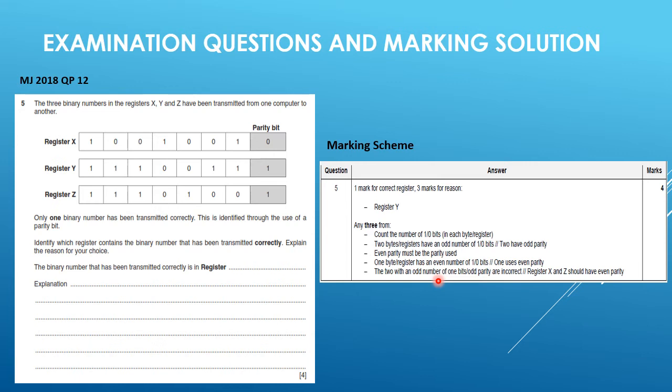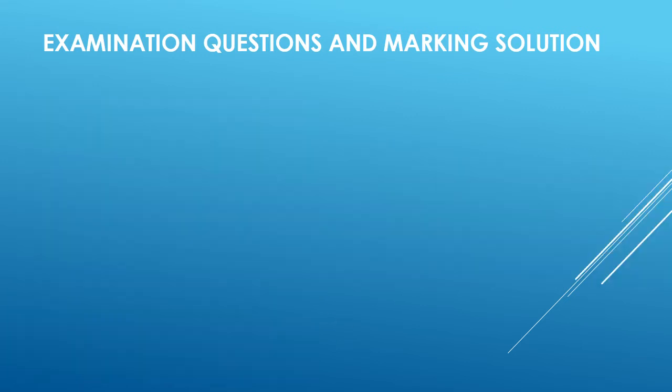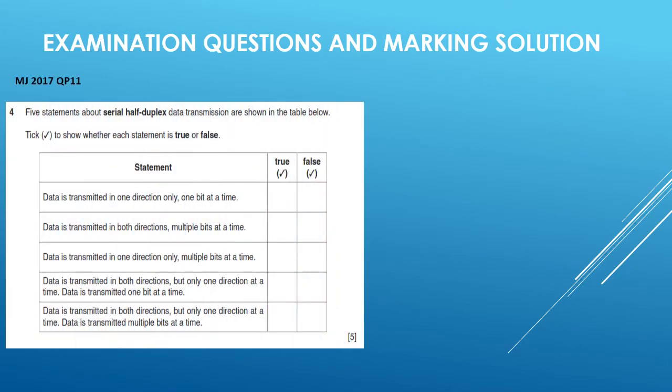So registers X and Z have an odd parity. I have already explained while solving this that registers X and Z, according to the even parity rule, are not fulfilling the requirement. So this is how you are going to solve the question. Okay, now let's take another example.